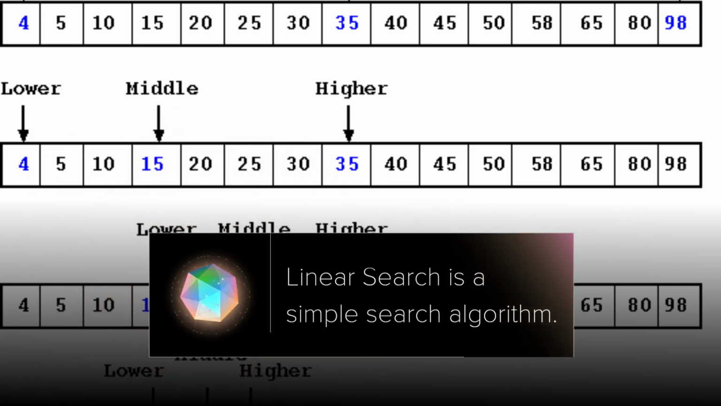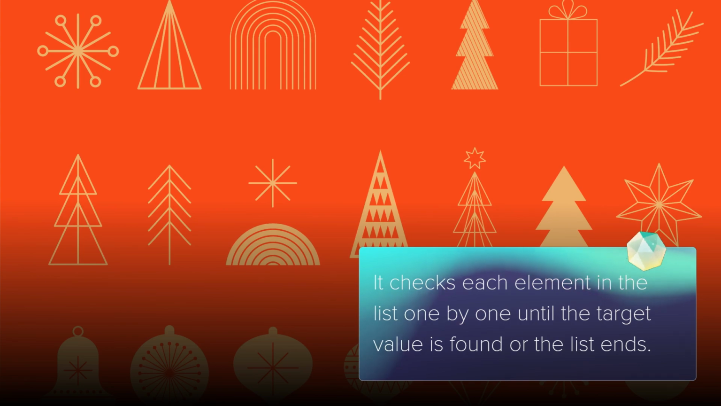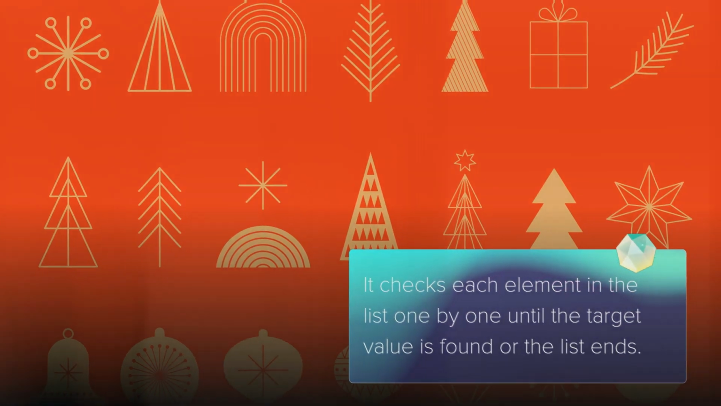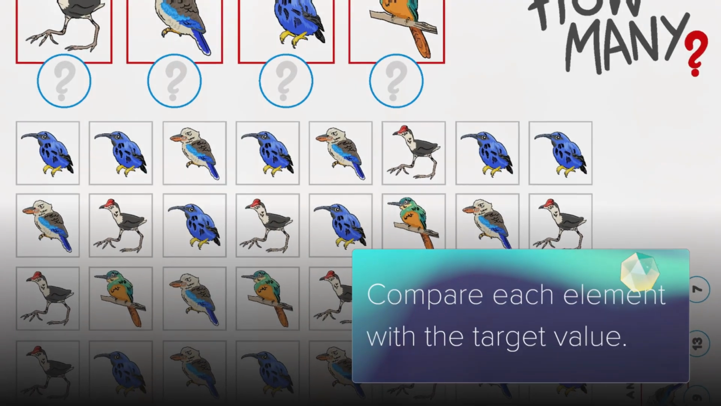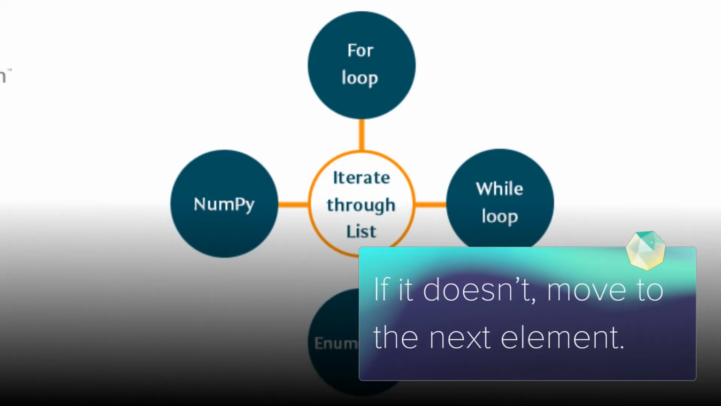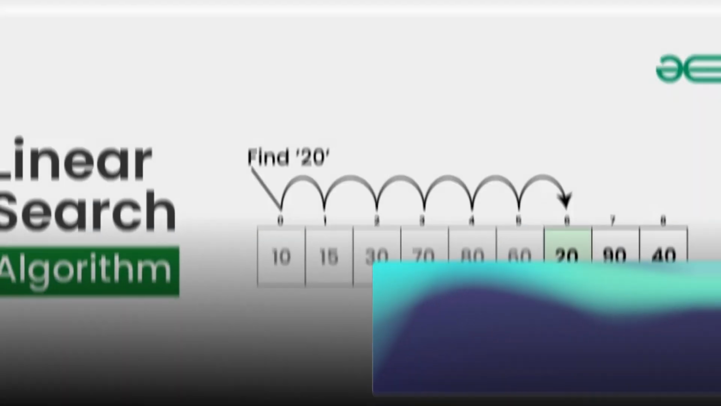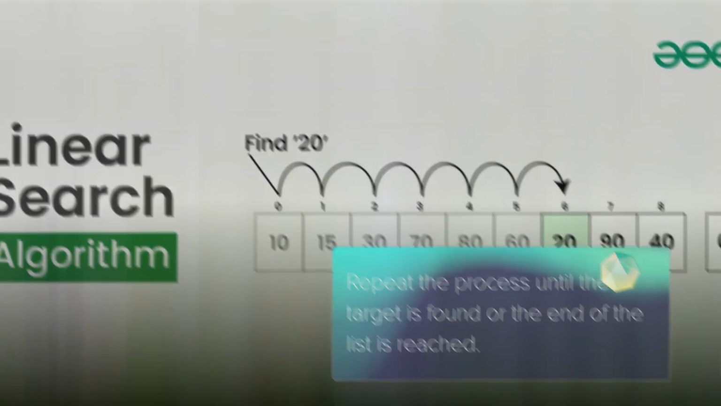Linear search is a simple search algorithm. It checks each element in the list one by one until the target value is found or the list ends. Here's how it works. Start from the first element. Compare each element with the target value. If it matches, return the index. If it doesn't, move to the next element. Repeat the process until the target is found or the end of the list is reached.